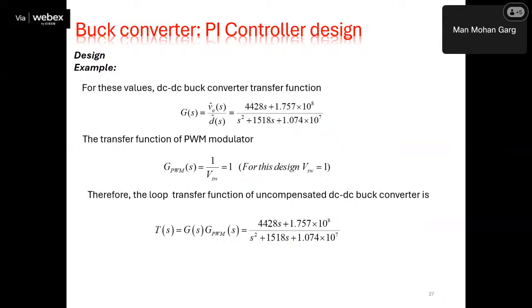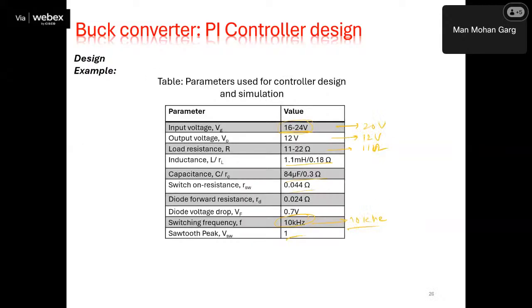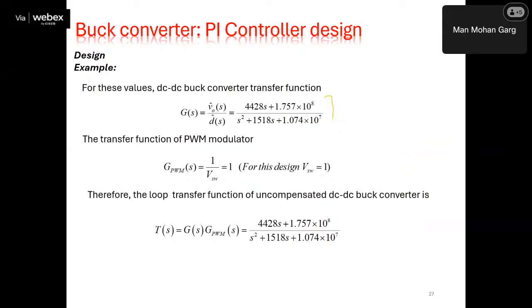Now yesterday we have seen that by putting these values we get this transfer function. And we considered Vs equal to 1. Our uncompensated DC to DC converter transfer function is this one, right? So this is GC, and this includes PWM, this T. This T includes PWM as well as the plant.